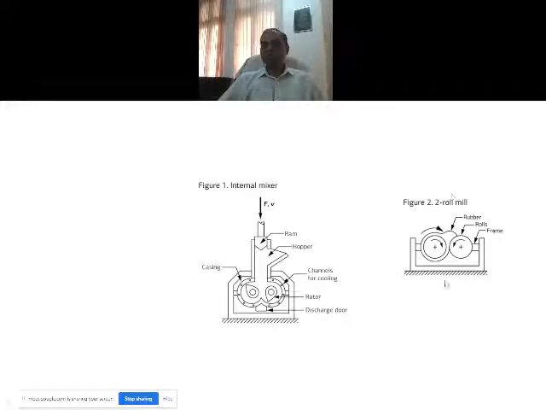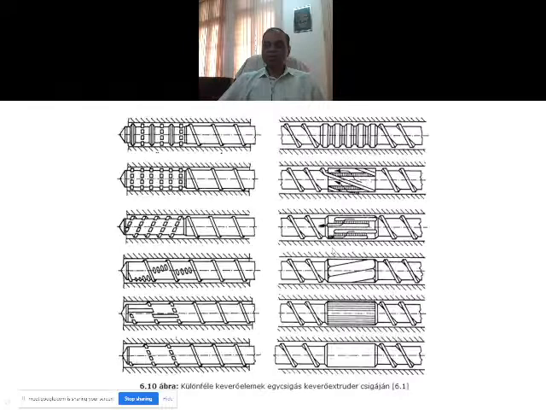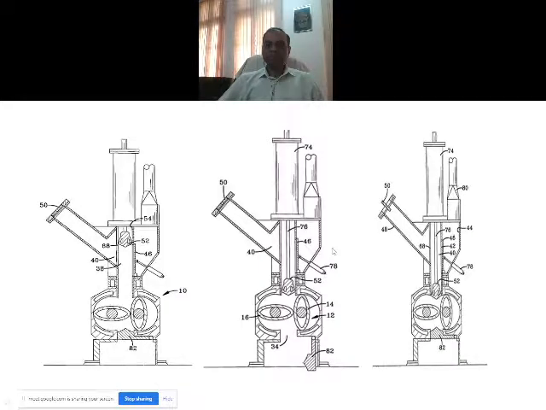This is a two roll mill you have seen before. It is one and the same figure. Only thing is the door is now closed. With respect to this fulcrum, this can drop. It drops. Now what happens, when the rotor rotates, the chunks will have a space here because it will come down. Now it will again close.